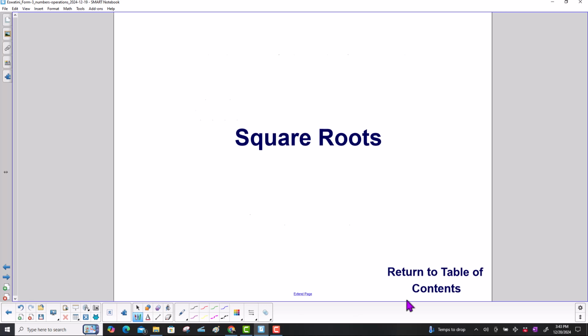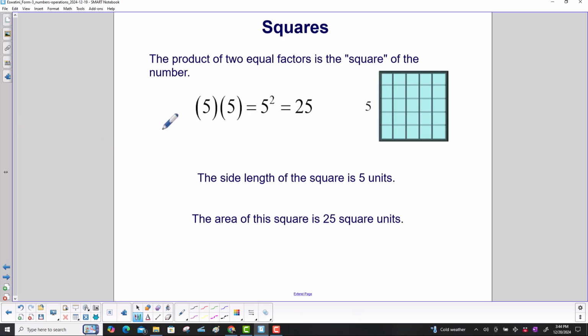Square roots. The product of two equal factors is the square of the number. So here's our equal factors, 5 and 5. That equals 5 squared, which equals 25. The side length of the square is 5 units. The area of the square is 25 square units. And you can go ahead and count each of the boxes, and you'll find there are 25 boxes.